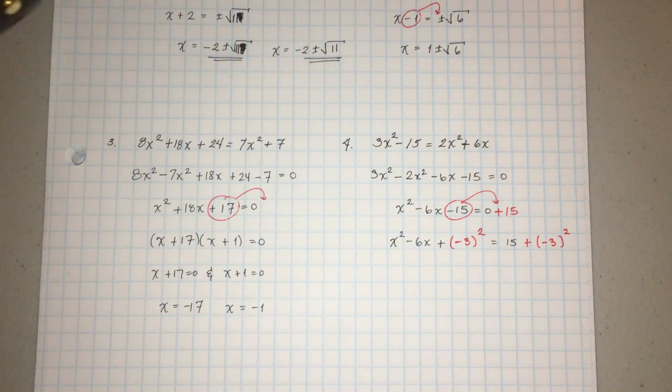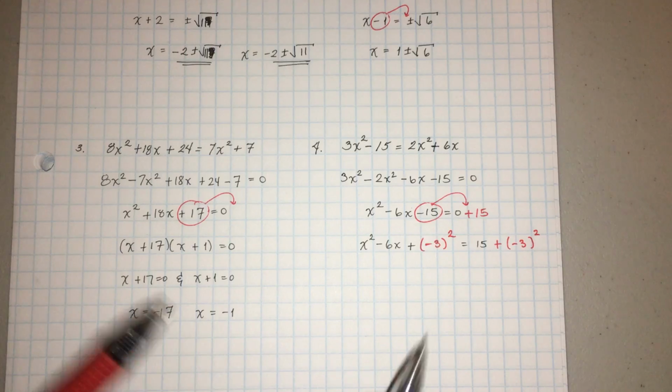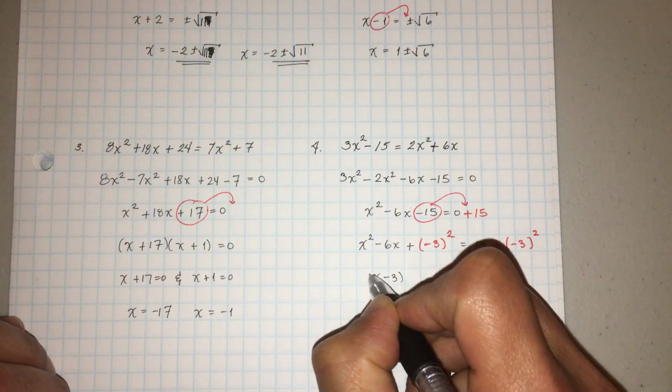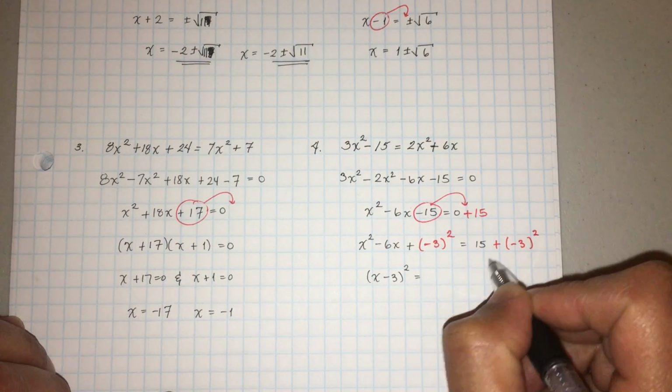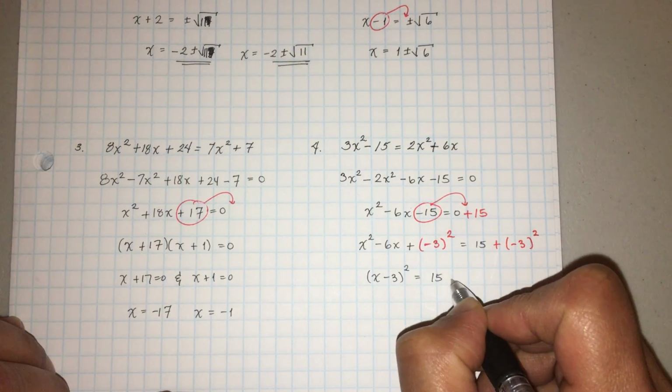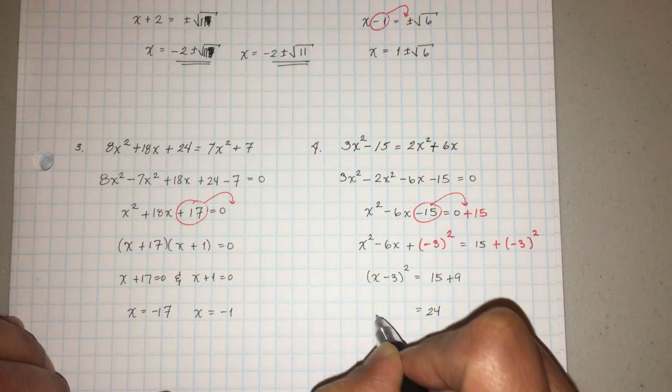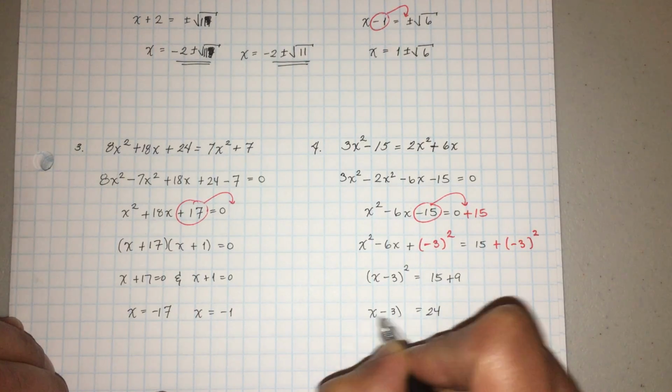Okay, so what we add on one side, we add on the other side. So now this guy we can go ahead and factor it. So we're going to be left with x minus 3 squared. And then this is going to give me 15 plus 9, which is 24. Okay, so we have x minus 3 squared.